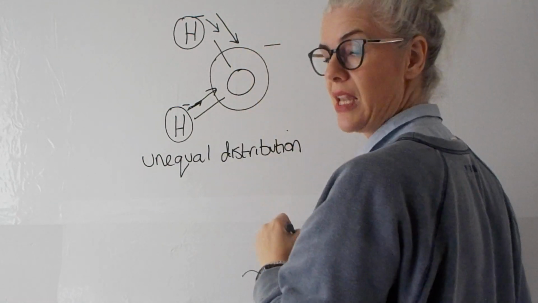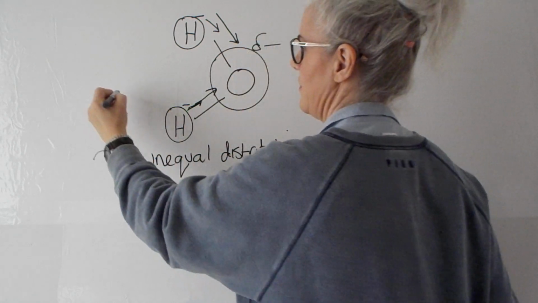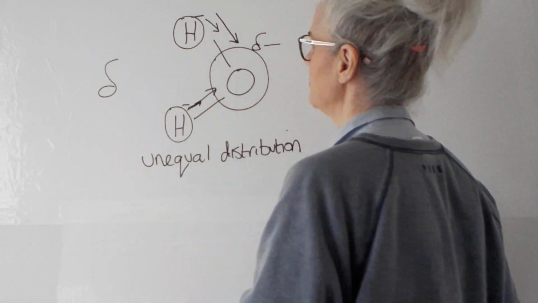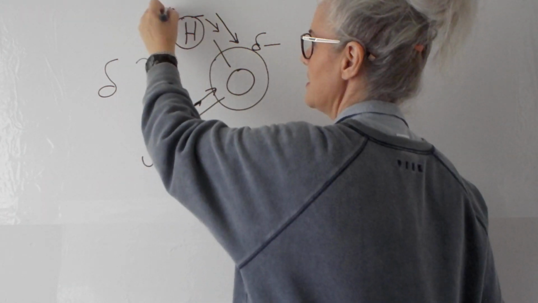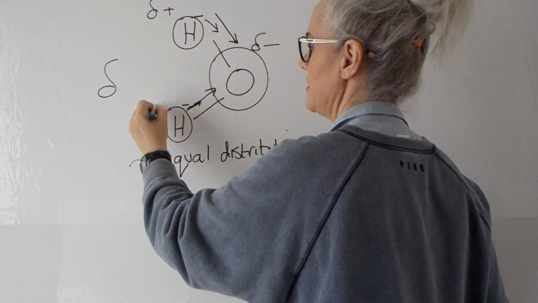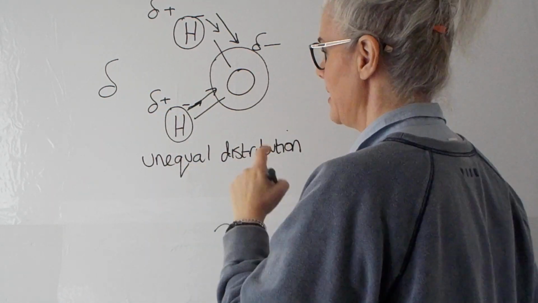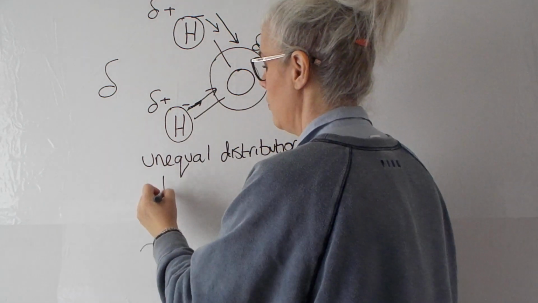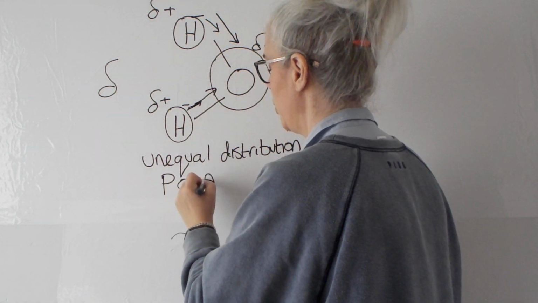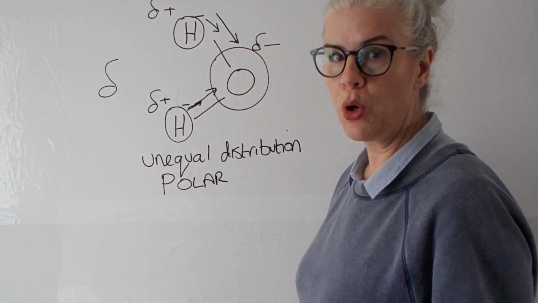And the way we show that is because those electrons are moving a bit more towards that oxygen, that oxygen ends up slightly negative, and so we write delta negative. It's kind of like a wiggly D. That leaves your hydrogens ever so slightly positive, so they are delta positive. Now what that means is that because of that unequal distribution, water is polar. It is not an ion, it is polar.